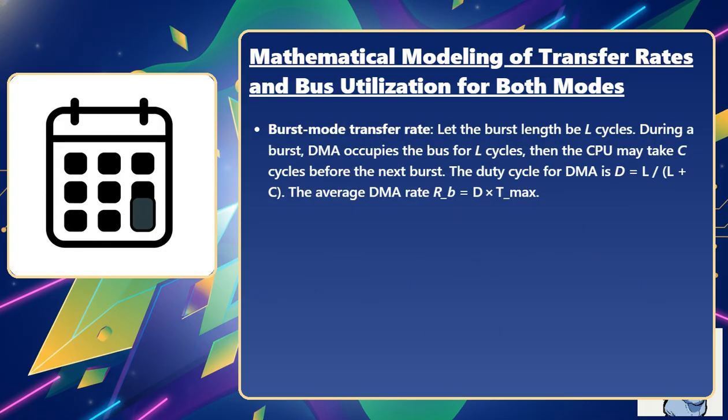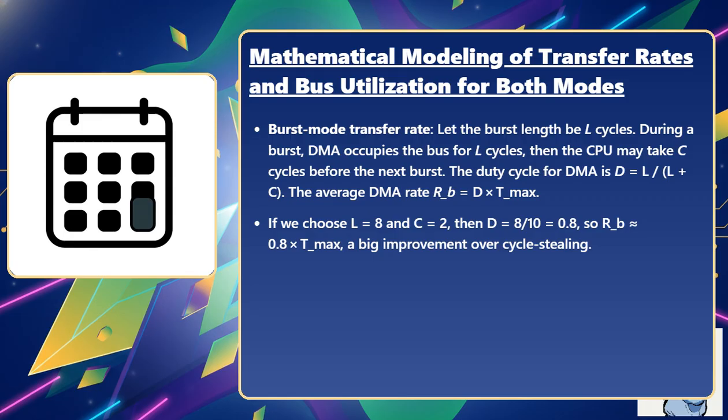Burst mode transfer rate. Let the burst length be L cycles. During a burst, DMA occupies the bus for L cycles, then the CPU may take C cycles before the next burst. The duty cycle for DMA is D equals L divided by (L plus C). The average DMA rate R_B equals D times T max. If we choose L equals 8 and C equals 2, then D equals 8 divided by 10, equals 0.8. So R_B is approximately 0.8 times T max, a big improvement over cycle stealing.